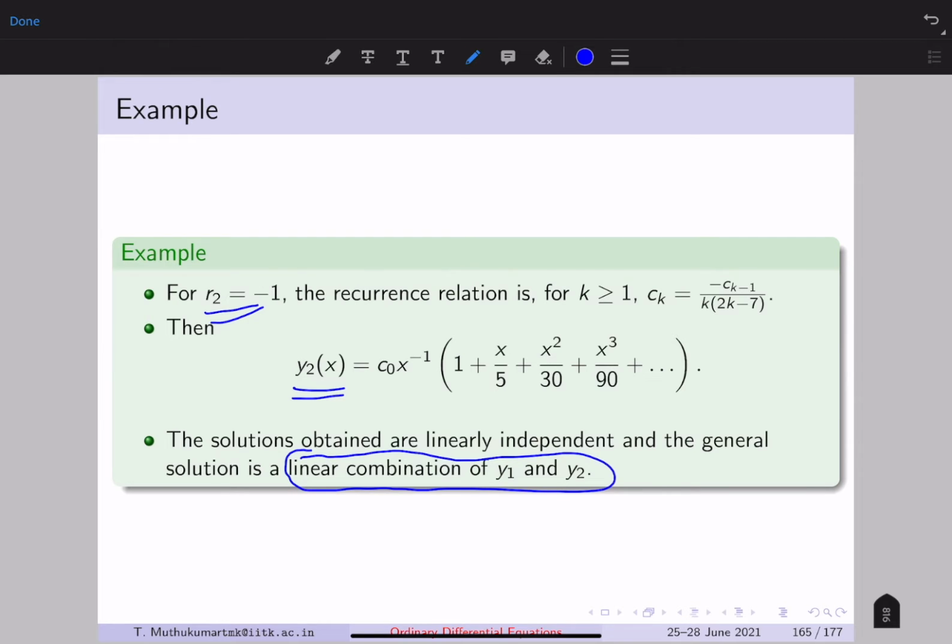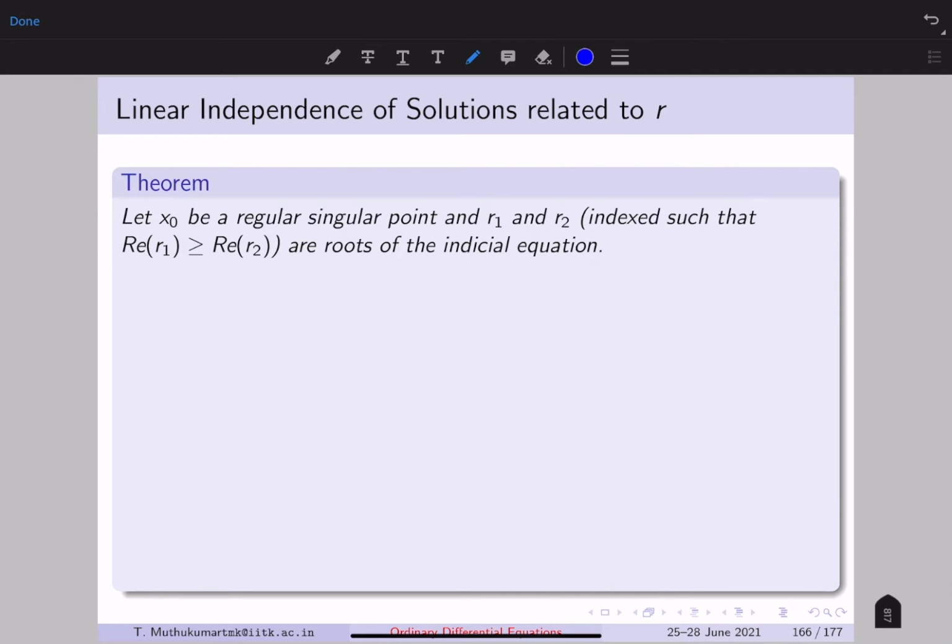This example that I showed you is just to illustrate the Frobenius method, but it is not always necessary that the two values of r, that is r1 and r2, will always give you two linearly independent solutions. That's not always the case. So we are going to look at when it's possible to find all the solutions, and if not, how these solutions are related to the r1 and r2 that you solve from the indicial equation. So the linear independence of solutions and its relation to r.